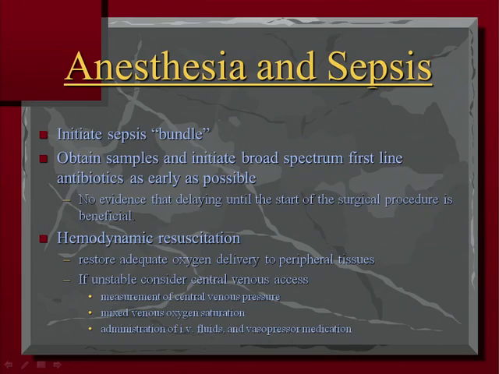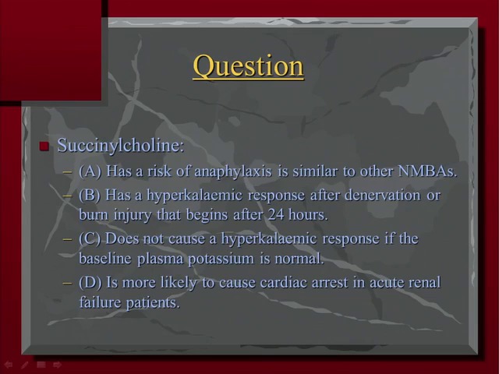Our goal of resuscitation is to restore adequate oxygen delivery to the peripheral tissues, so we try to avoid pressures if possible. Volume is our first line, but clearly we'll need pressures to temporize, and if they're unstable at all, clearly central venous access is indicated. So here's our first question.